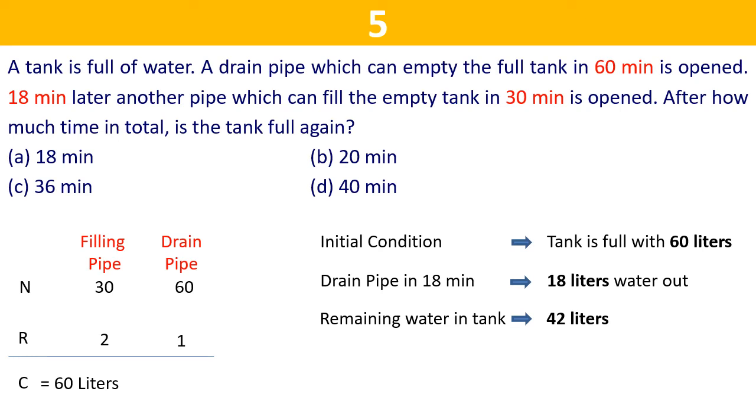After that, the filling pipe is also opened. As soon as 18 minutes are over, the filling pipe is turned on. We need to find out how long the 18 liters of water that went out will take to fill again. That can be found as 18 divided by 2 minus 1, as 2 liters is coming into the tank every minute and 1 liter is going out of the tank every minute, because the drain pipe was not closed, it is still on. So net stored in the tank is 1 liter every minute. So to fill 18 liters, it will take 18 minutes.